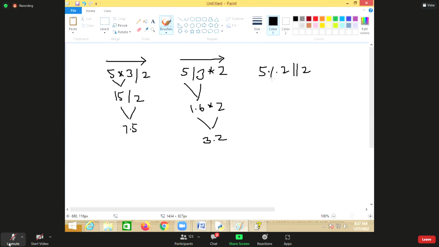One is a modulus operator and one more is division. Are both given equal precedence or not? Yes. Then evaluation is done from where? Left to right. 5 mod 2, what is the remainder? 1. And 1 // 2, what is the result?